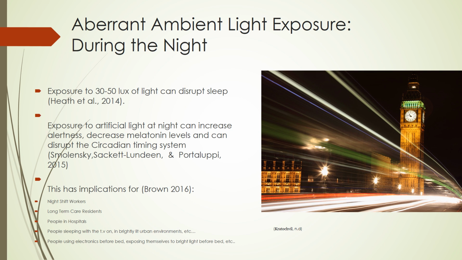Aberrant light exposure at night is a growing problem, particularly in Western society. Exposure to 30 to 50 lux of ambient light can disrupt sleep. Exposure to artificial light at night can increase alertness, decrease melatonin levels, and can disrupt the timing of the body's natural circadian rhythm. This has implications for many people who are exposed to high levels of ambient light before and during sleep. Night shift workers are exposed to light before bed on their way home from work. During sleep, they may be trying to sleep in a daytime environment.